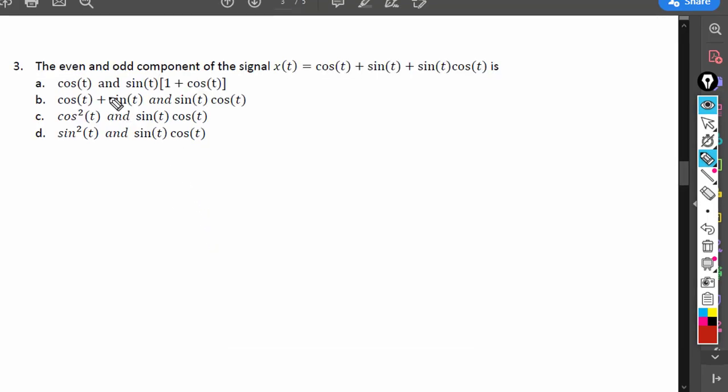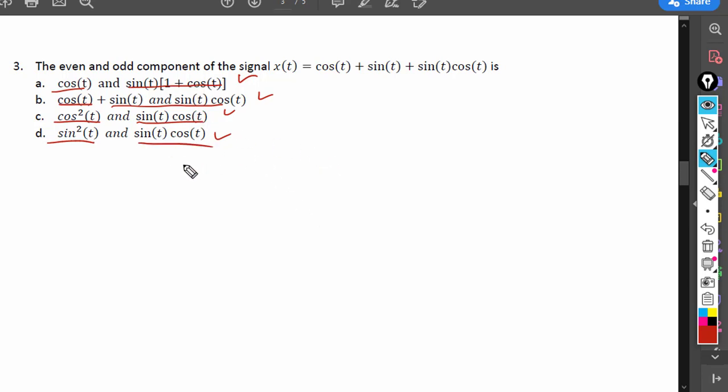Now we'll look at problem number 3. Problem number 3 says that the even and odd component of the signal x of t is equal to cos t plus sin t plus sin t cos t, with option A, option B, option C, and option D. I'm not going to read out the options. This part is even and this part is odd. This part is even, this part is odd. So which part is actually correct?